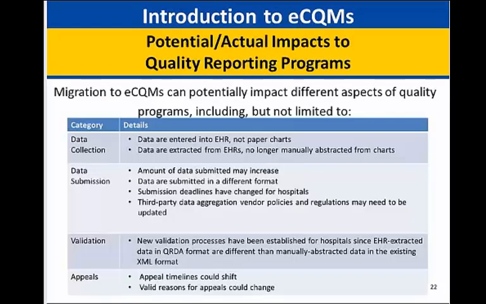So we've got these new kinds of measures. What are some of the potential or actual impacts to the quality reporting programs?